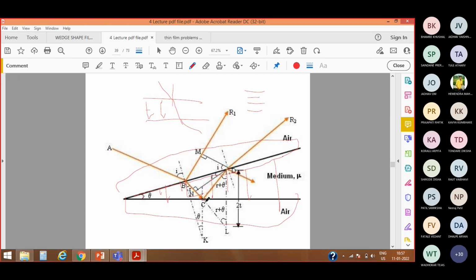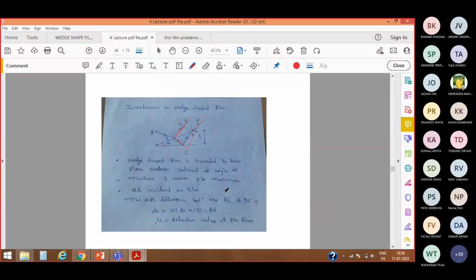In this figure, instead of alpha, they have taken theta plus r plus theta, where r is the angle of refraction. So yesterday we had seen the interference of wedge-shaped thin films. A wedge-shaped thin film is bounded by two plane surfaces.